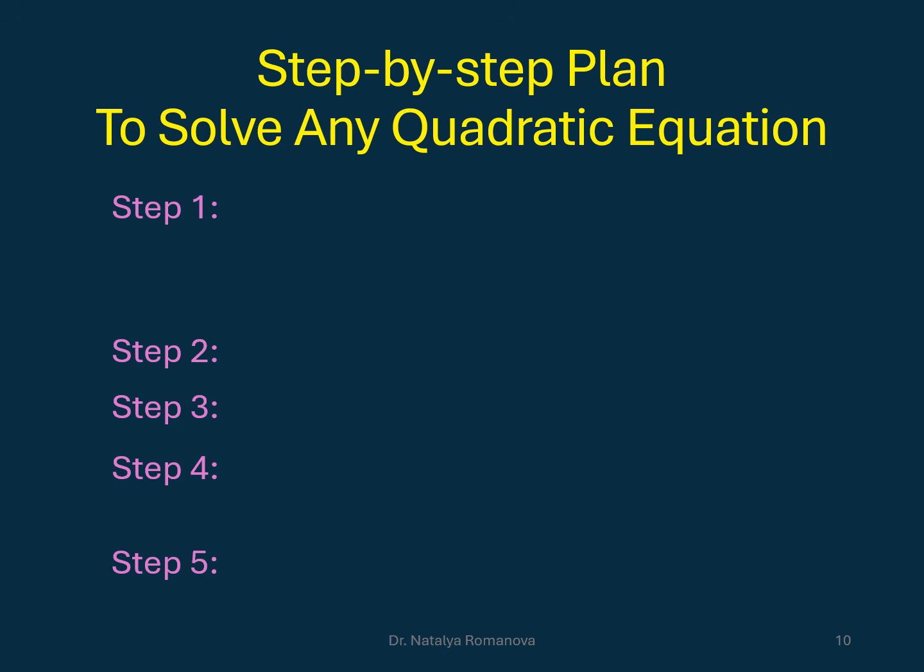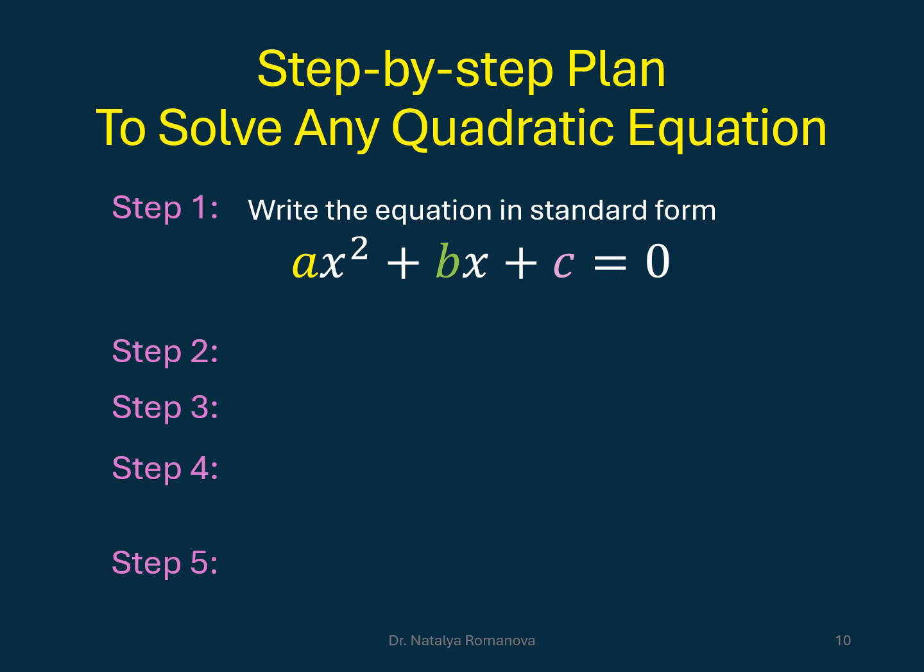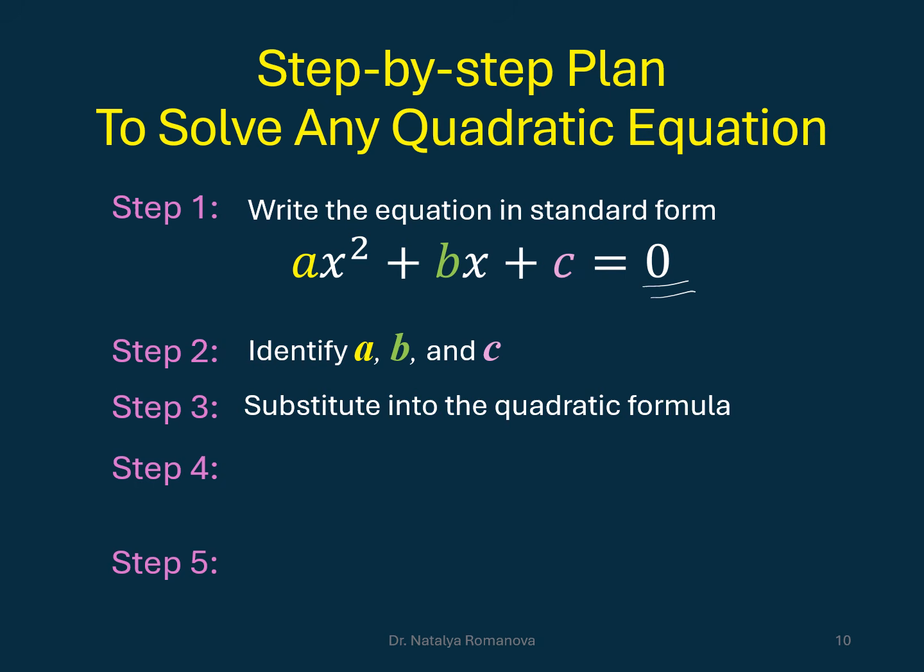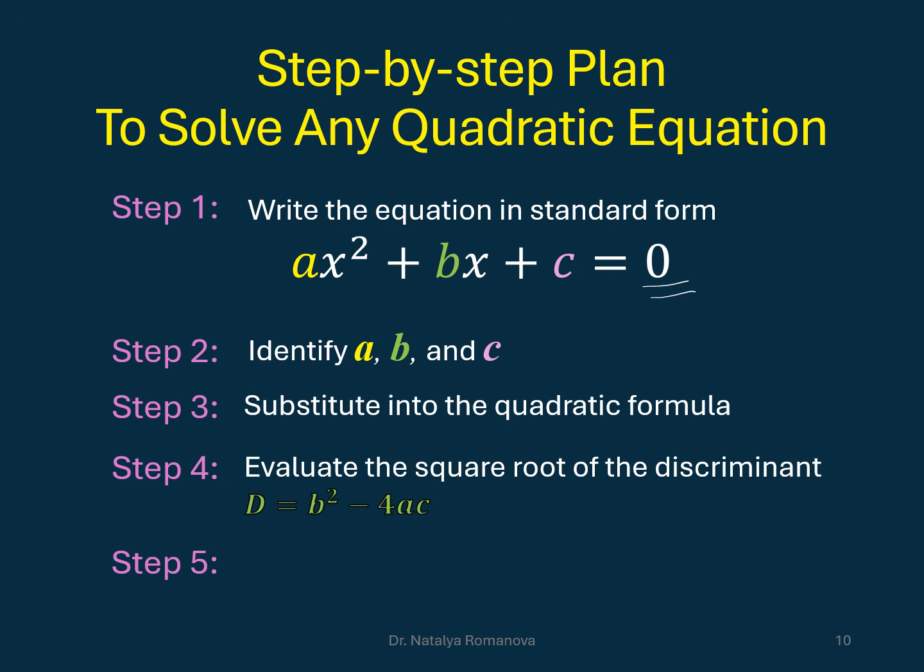Now let us review the step-by-step plan to solve any quadratic equation. Step 1. Write the equation in standard form. The right side must be equal to 0. Step 2. Identify a, b, and c. Step 3. Substitute into the quadratic formula. Step 4. Evaluate the square root of the discriminant, with discriminant D equals b squared minus 4ac. Last step. Solve for both solutions, with plus and with minus.